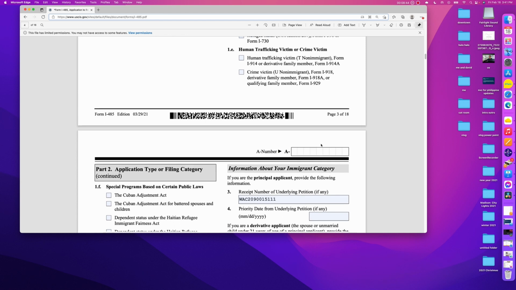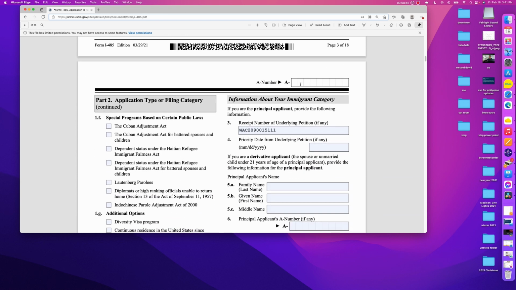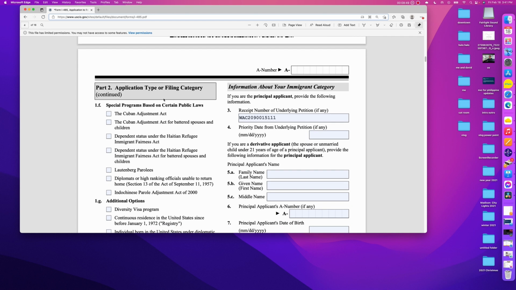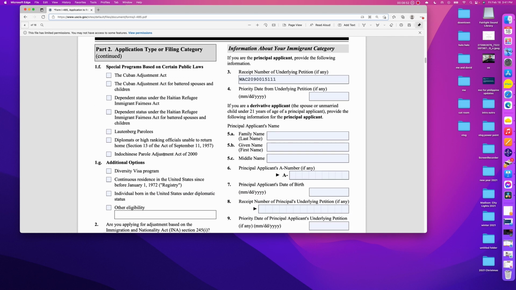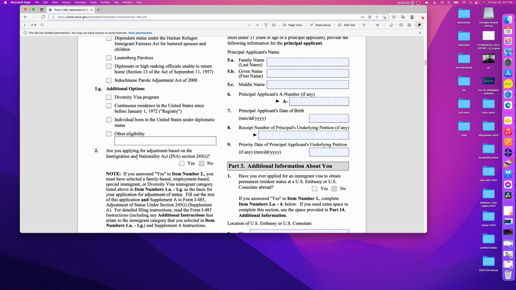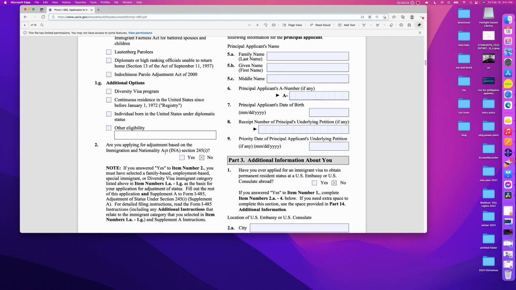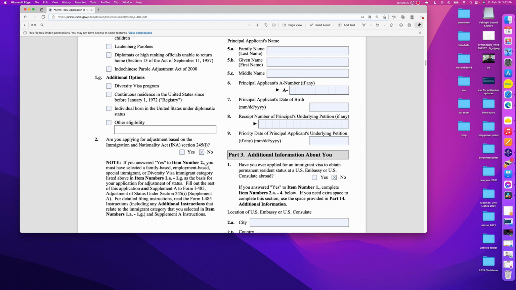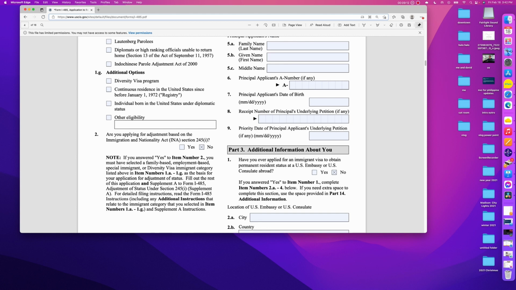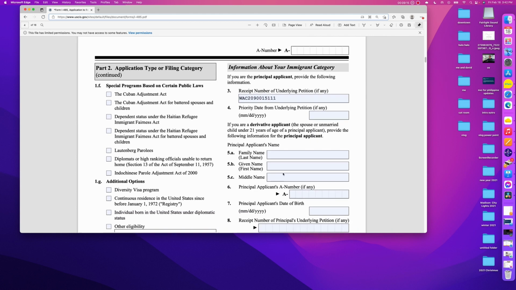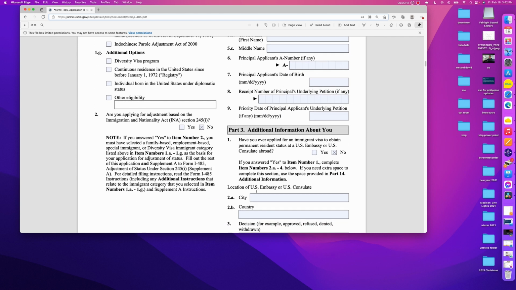Let's continue to the next page, page 4. Again, A number, don't forget. Application type or filing category, we don't need that, we're done, so we'll skip. Then, are you applying for adjustment based on the Immigration and Nationality Act, INA Section 245(i)? No, guys, because that is for asylum and similar cases. We're not doing that. Note: if you answered yes, you have to answer item number 2, which is on the other side. So no, guys, for K1, you're not based on the Immigration and Nationality Act.